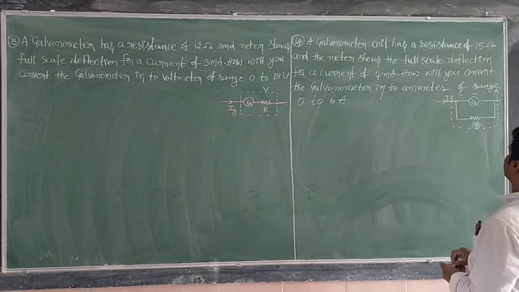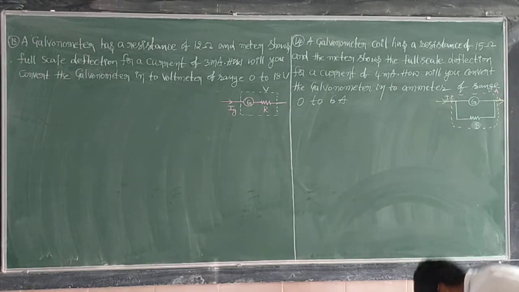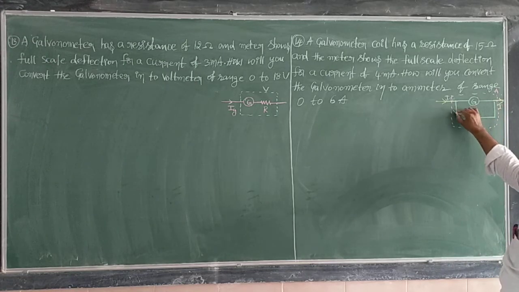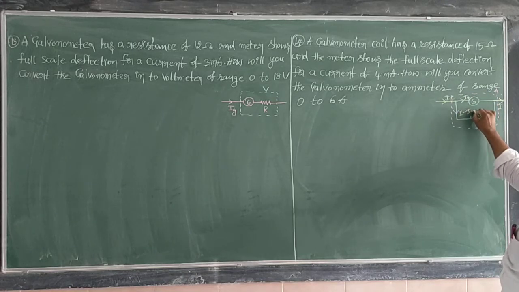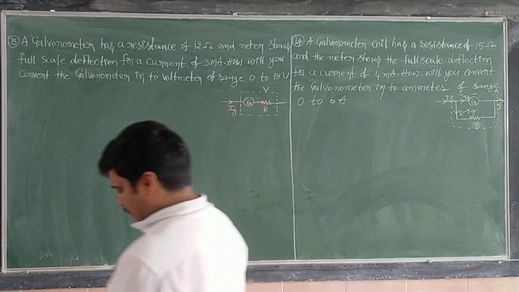This is the ammeter. Right. Now here the current is nothing but I itself. Now here the current through the galvanometer is Ig. Here that is I minus Ig. So let us see what the given values are in this problem.